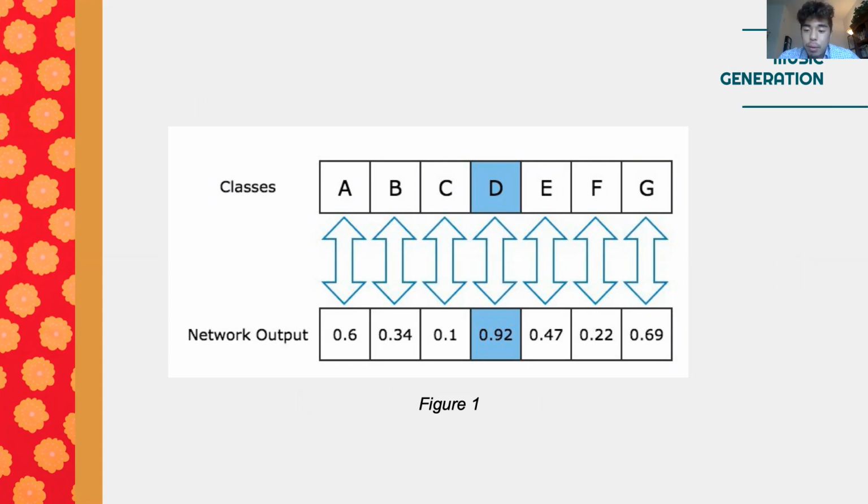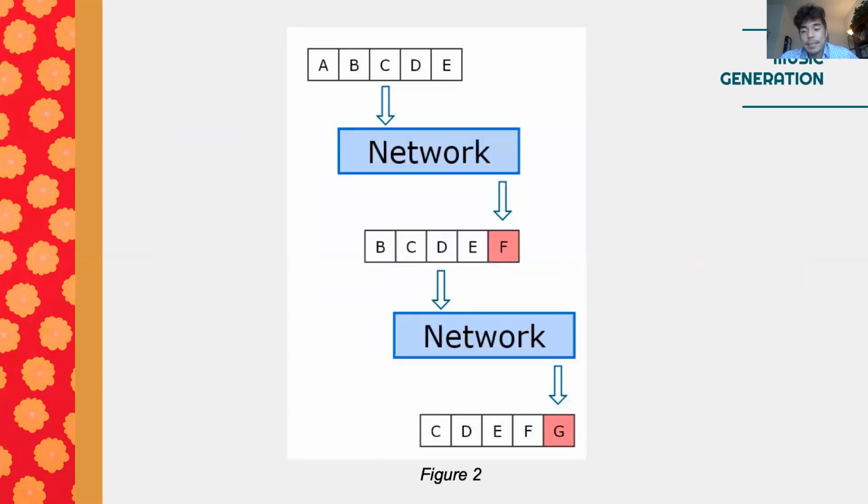As you can see, the highest probability for the next note corresponds to D, so we choose D as the most probable class. Once I have my predicted note, I remove the starting index from the sequence, append my predicted note to it, and then feed it back into the network over and over again to get a computer-generated melody.